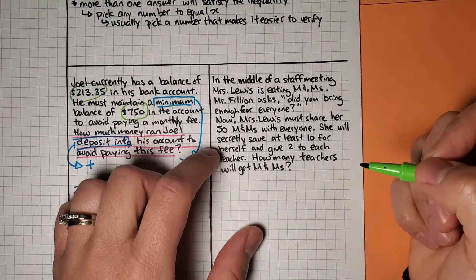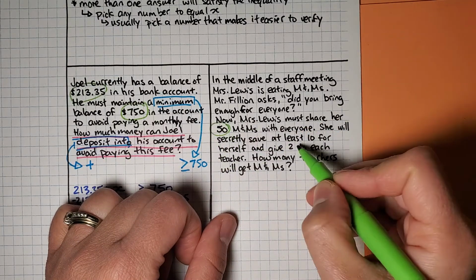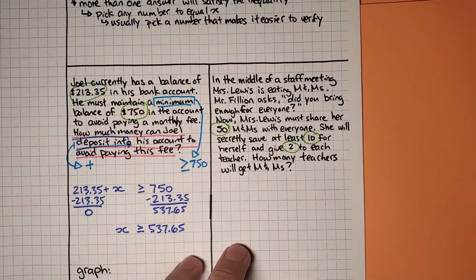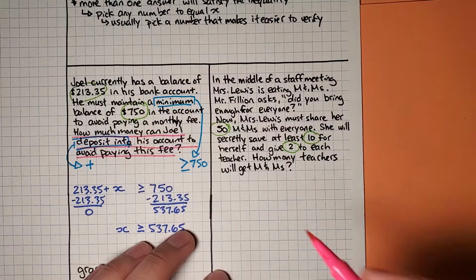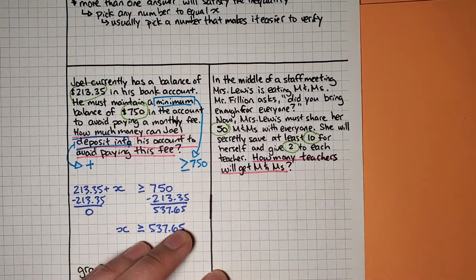First step, circle all the key numbers. So 50, 2, save 10 for herself. Next step, underline the question. How many teachers will get M&Ms?